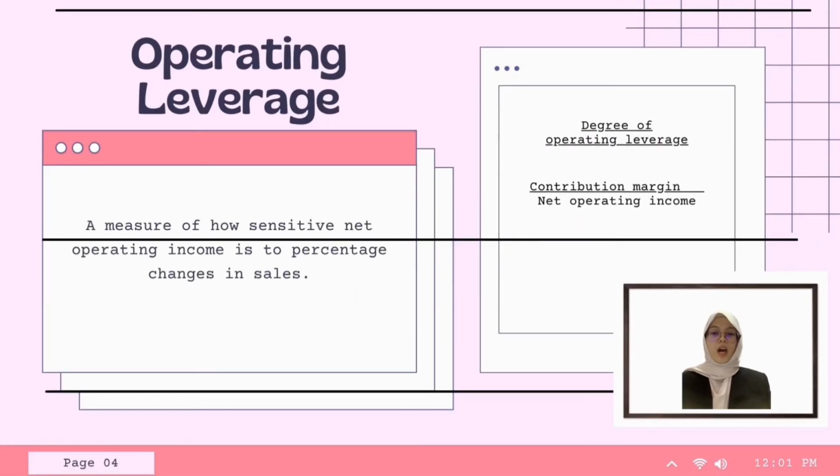Operating leverage. Operating leverage measures how sensitive net operating income is to a percentage change in sales. Operating leverage is used to calculate a company's break-even point and help to set an appropriate selling price to cover all costs and generate profit. We can calculate the degree of operating leverage by using this formula, which is contribution margin divided by net operating income.